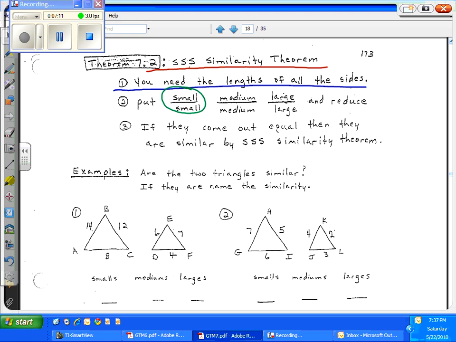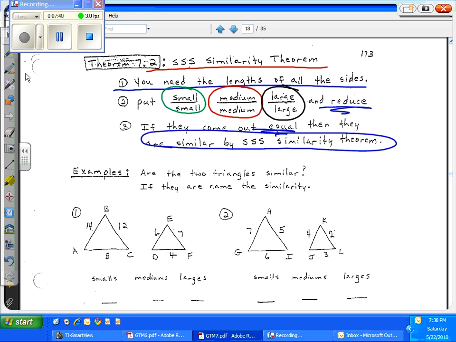Well, we don't know whether the left goes with the left, or the right goes with the right, or the bottom goes with the bottom. So we're going to put small with small, medium with medium, and large with large, because we know that would have to be correct. So we're going to put small over small, medium over medium, large over large, and reduce. And if they all come out equal, that means that the sides are in proportion. Therefore, we can say that they are similar by side, side, side similarity.